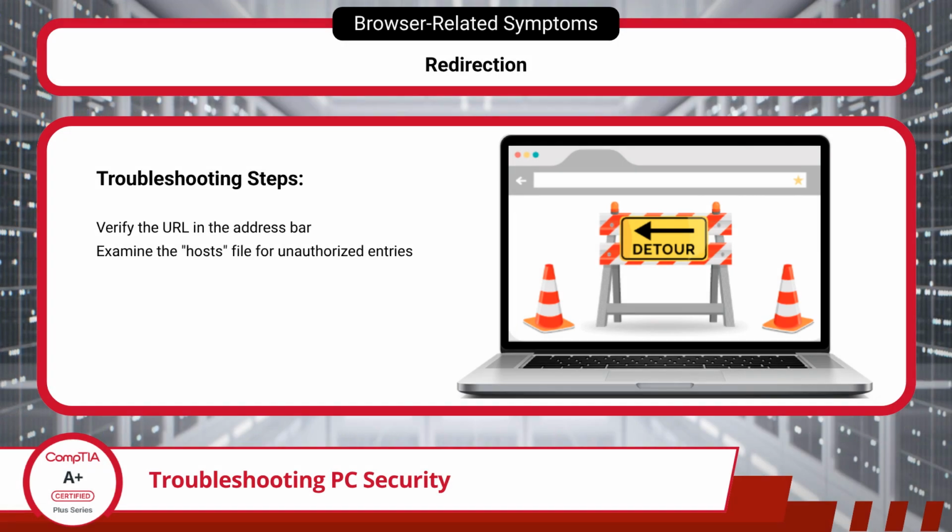One last browser-related symptom to look out for is redirection, which occurs when your browser unexpectedly takes you to an unintended URL. This is often caused by malware or unauthorized alterations to the host's file. To address this issue, start by verifying the URL in the browser's address bar is correct. Then, follow this action up by checking the host's file for unauthorized entries. If you are not familiar with the host's file, don't worry, I will cover that next.